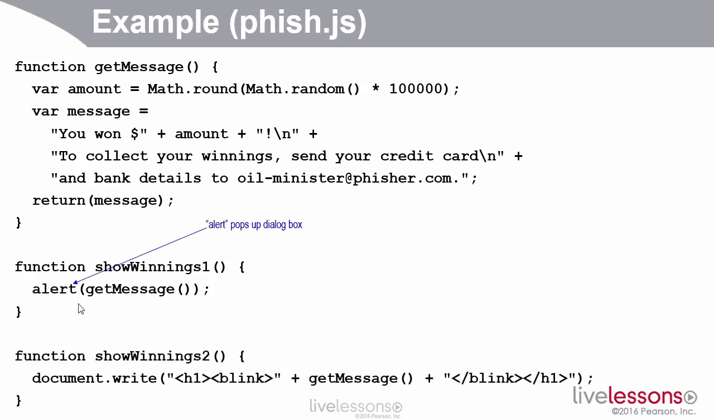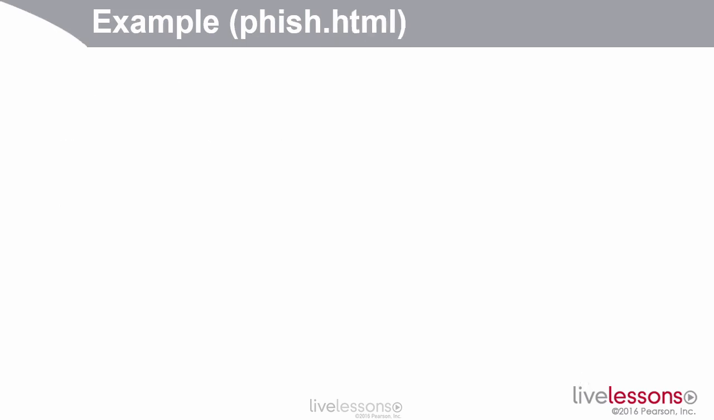But I can also have a function called showWinnings2. This one calls document.write and builds an HTML string. This function will not be useful unless you call it with a script tag in the body section as the page is loaded, because document.write inserts text into the page at the location that it's called. If you call it later after the page is loaded, it has no effect.